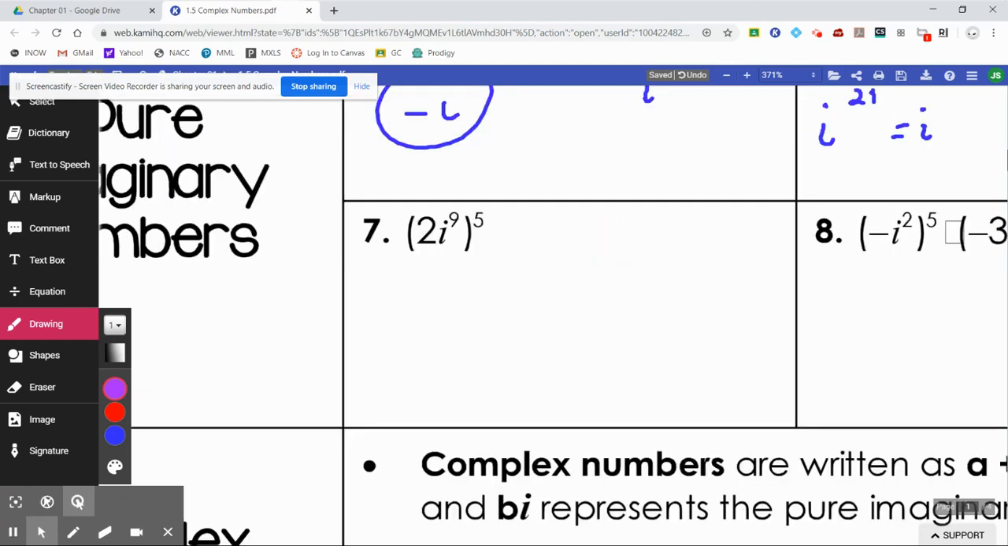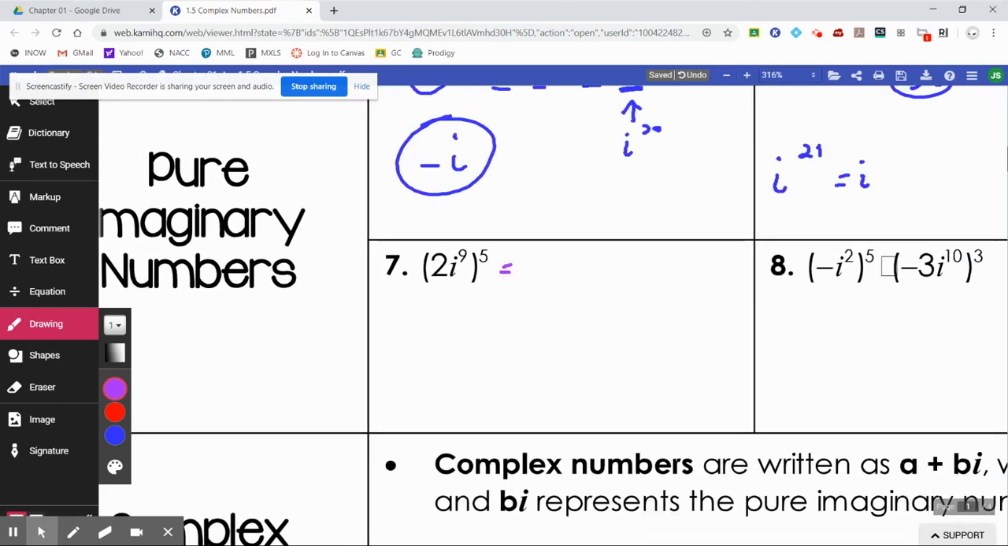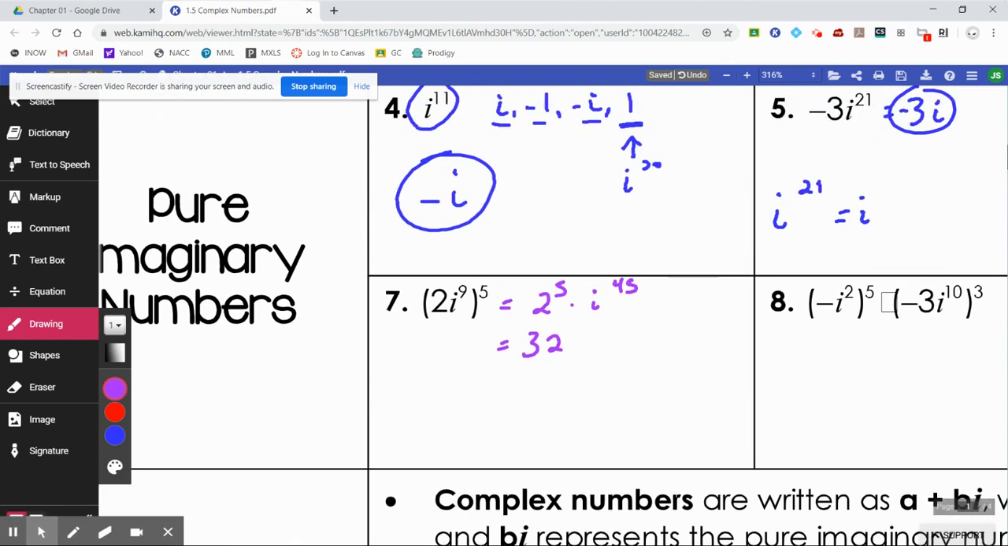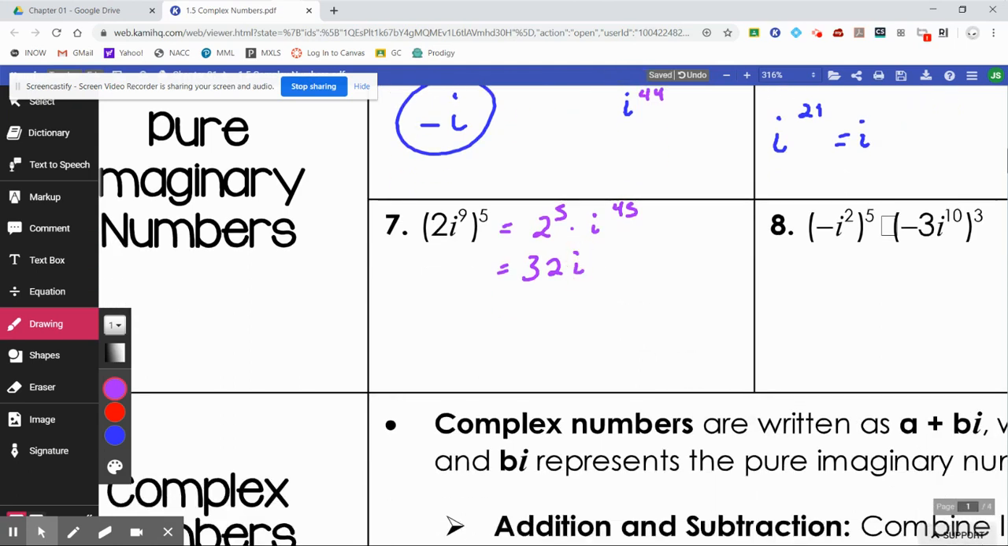Okay, number 7. We're doing a power raised to a power. So we're going to raise 2 to the 5th power, and we're going to raise i to the 9th to the 5th power, which is i to the 45th power. First off, 2 to the 5th, that's old stuff. That's going to be 32. Then i to the 45th power, let's scroll up and just look at our powers here. A multiple of 4 close to 45 would be i to the 44th.